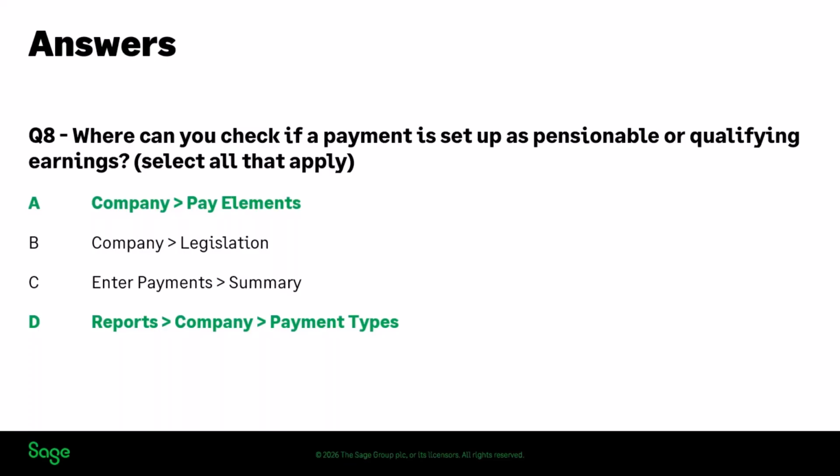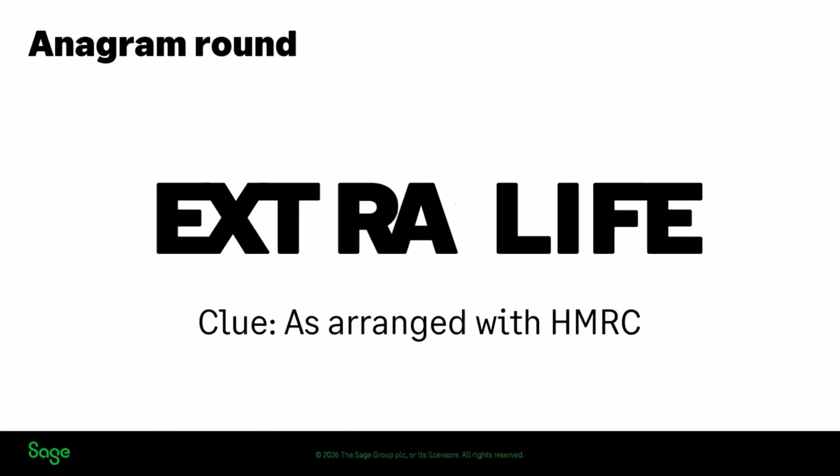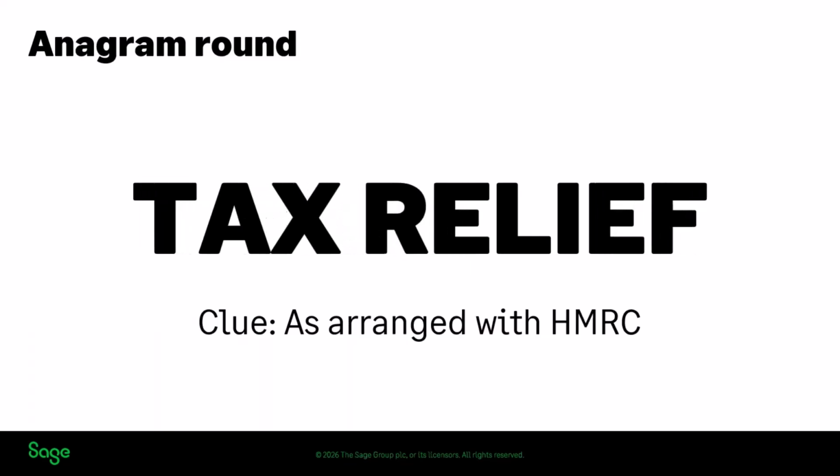So well done to anyone that got 4 out of 4 on that round. Let's check on the anagram. So this one was Extra Life as arranged with HMRC. And this was an anagram for tax relief, which I can see plenty of people have got right in the Q&A, but the fastest correct answer again was Claire. So tax relief was the anagram for round number 2. So well done to everyone that got that one.